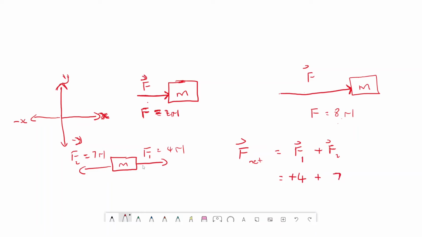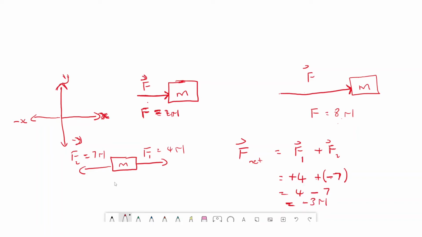Is it positive or negative? It is facing to the left. Therefore, it is going to be negative. And then the brackets. Now this is going to be plus 4, which is the same as 4. Plus multiplied by minus is going to be minus, then 7. So the answer, which means that my resultant force, is going to be minus 3 Newton.